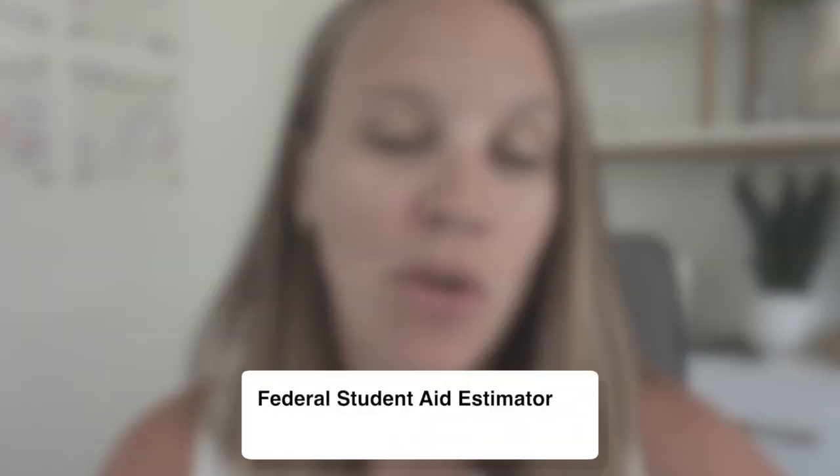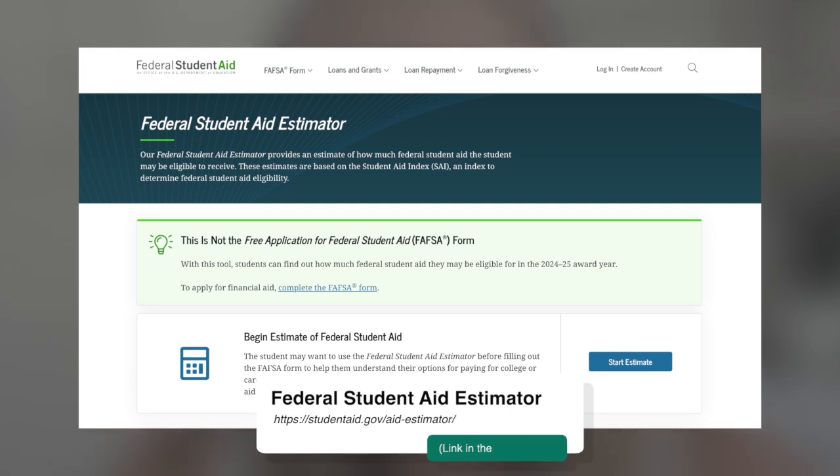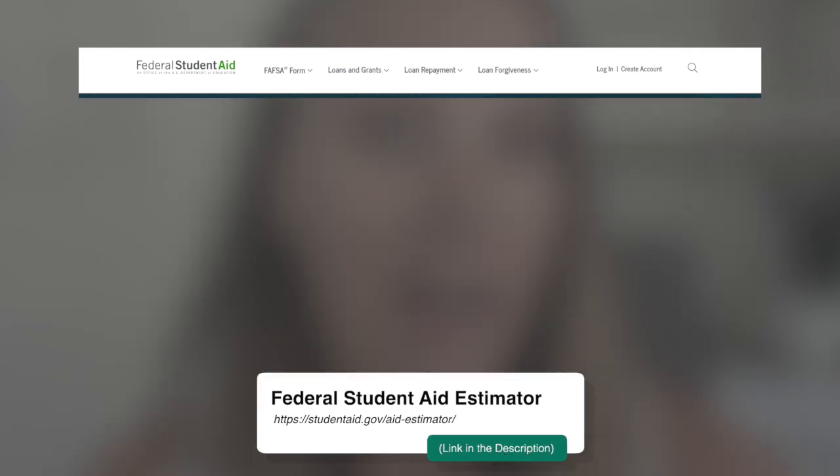Now, the SAI Calculator, or the Federal Student Aid Estimator, this is available on the FAFSA website, and it helps families get just a little bit of an idea of what their SAI may be prior to submitting the official FAFSA. This is especially helpful for those families who are getting ahead on paying for college and not quite ready to submit it. Here's a step-by-step guide for using that calculator.